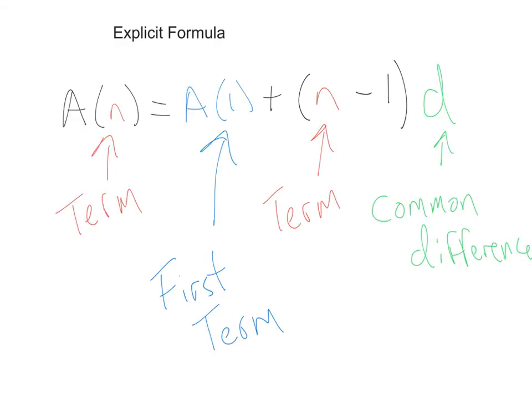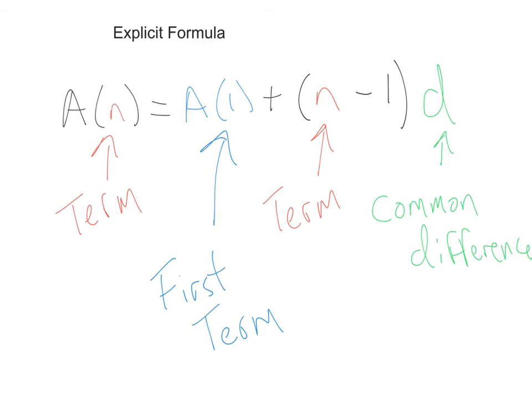There's also something called the explicit formula. An explicit formula is a little bit harder to derive sometimes, but it's much clearer and more useful for finding terms of a sequence much further away. So let me show you what I mean. Here's the generalized explicit formula of a sequence: a of n is equal to a of 1, the first term, plus, in parentheses, the term we're looking for, n, minus 1, times the common difference.